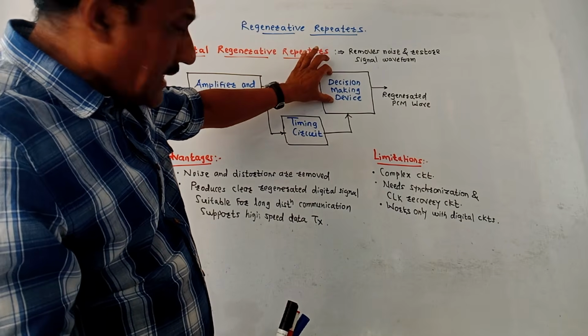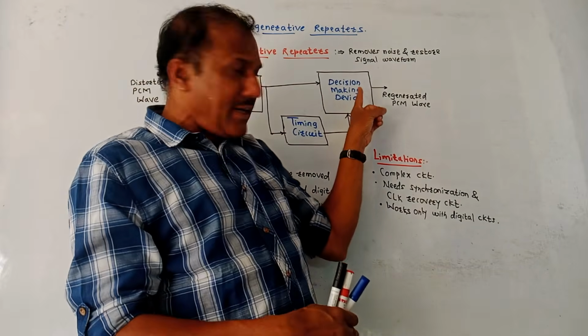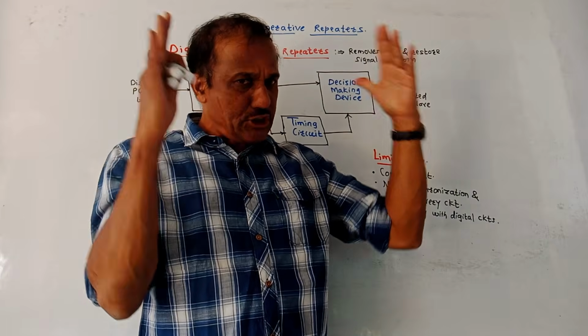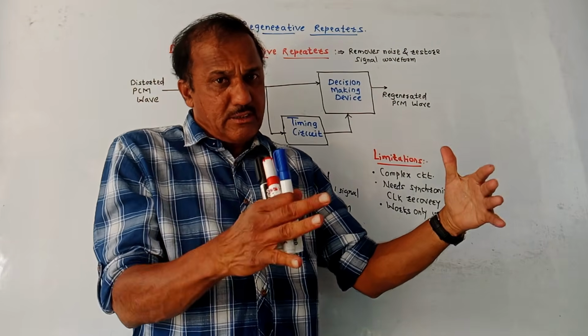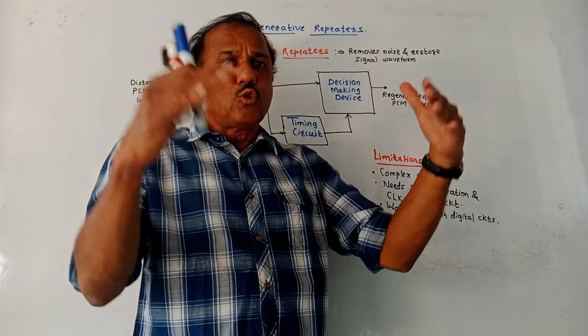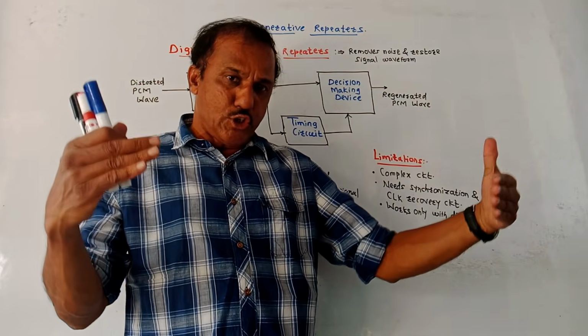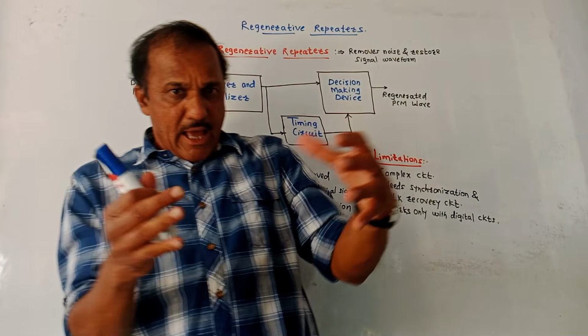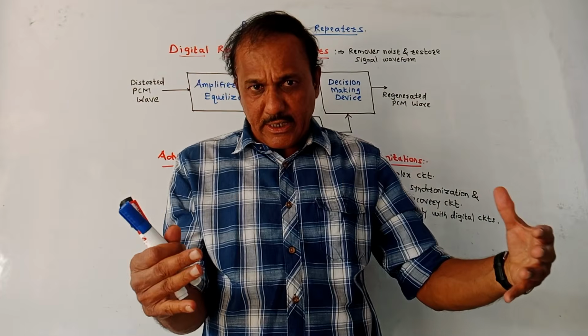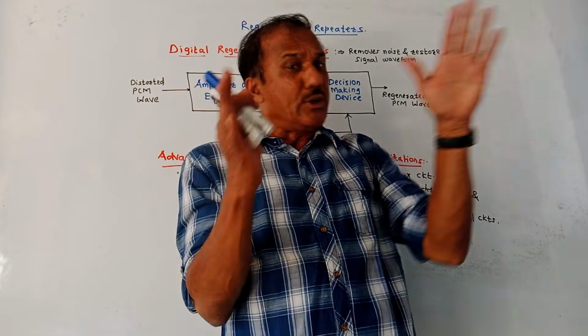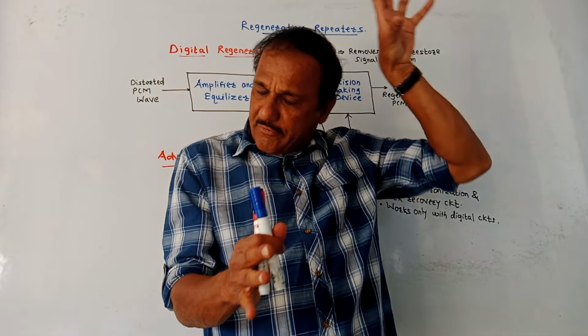Then this is the major block, which is the decision making device. Do remember, this is a digital technology. It is used for digital signals, so we are talking in terms of logic 1 and 0. The received signal at the repeater is distorted. So one threshold level is selected. What is threshold? Threshold is a certain reference level.